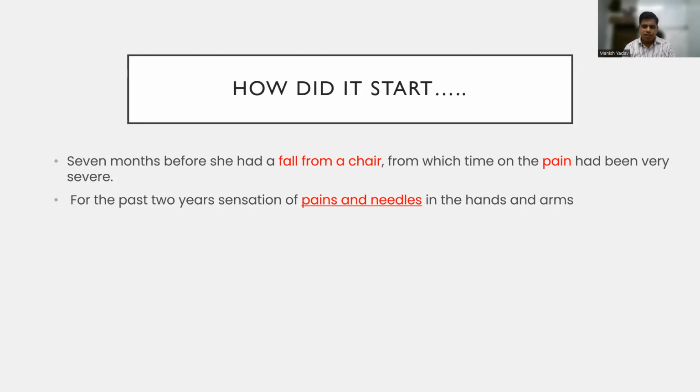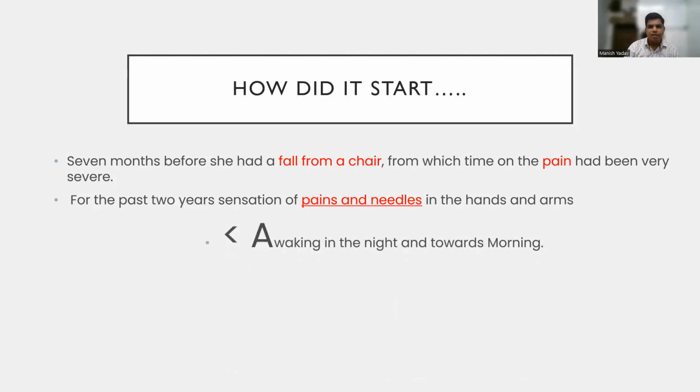But here, Bellis perennis or any injury remedy that you're thinking of is for an exciting cause. Here, injury is an exciting cause. It is not the fundamental cause. Because 7 months before she had fallen, but for the past 2 years, she's having sensation of pins and needles in hands and arms. So there is something beyond the injury also. Before she got a fall, there was more discomfort, and there's another layer in the past.